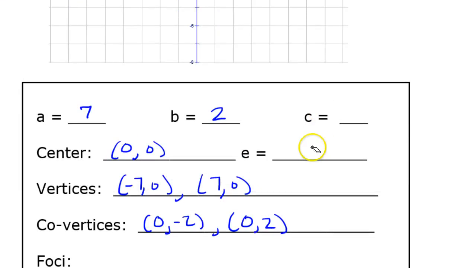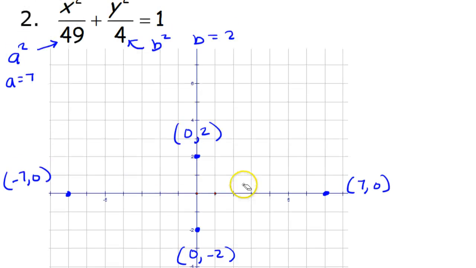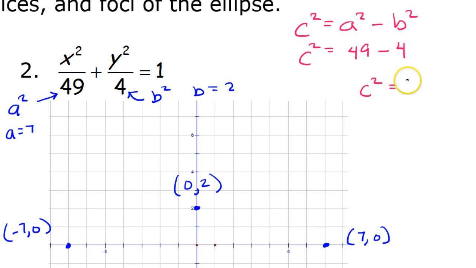All right, what else do we need? We need the c value and the e value before we get too carried away. The c value, let me change colors for a quick second. C squared is equal to a squared minus b squared for an ellipse. So c squared is going to equal 49 minus 4. So that means that c squared is going to equal 45. So that means that c is going to equal the square root of 45. Whoops.